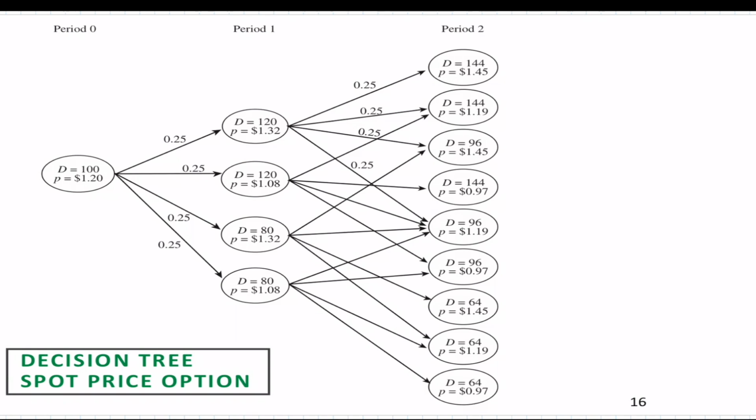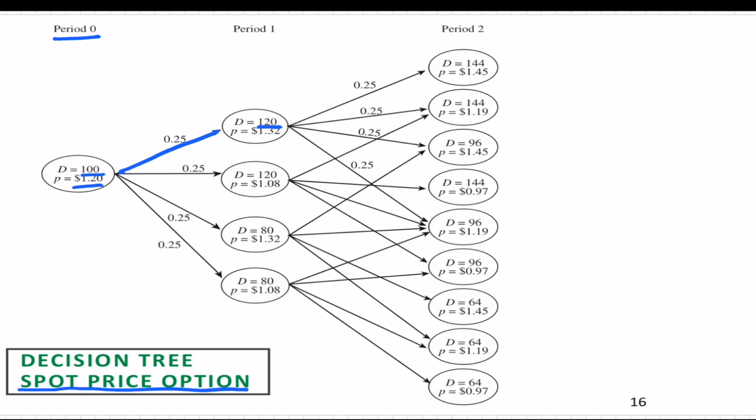So first we'll look at the spot price option, and we construct this decision tree starting from period 0 where demand is 100,000. When you see 100 here, this is in thousands, and the price is $1.20. Given the uncertainties, 4 things can happen from here. One is demand can go up by 20%. So earlier it was 100, now it is 120,000.